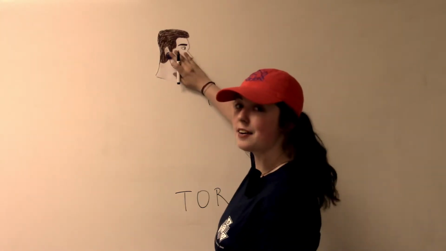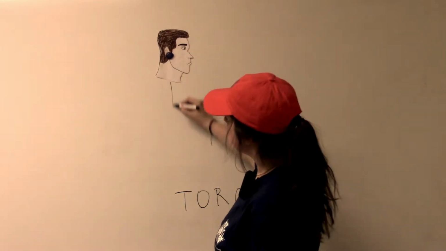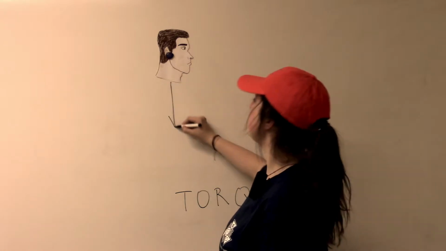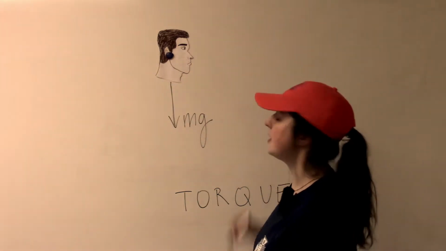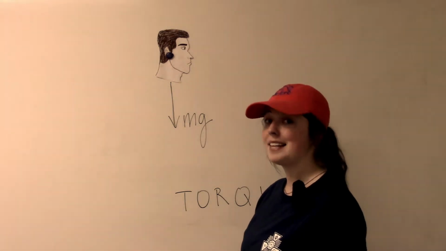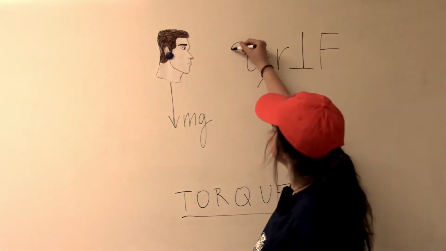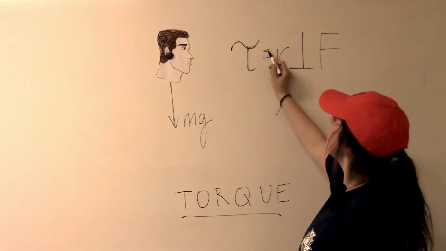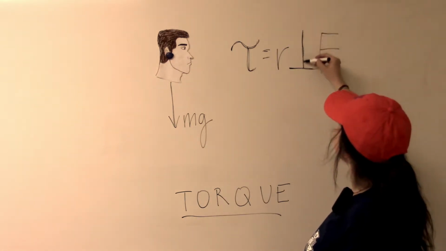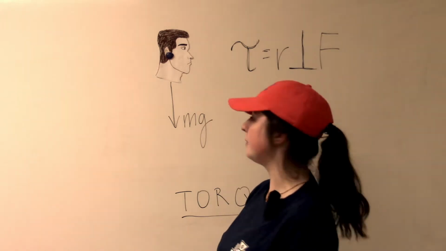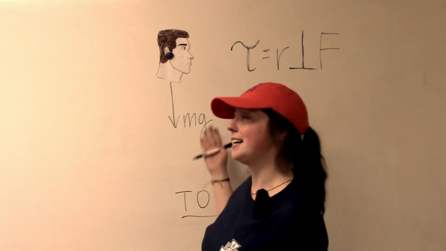So let's take a look at this guy right here. As we know, there's going to be gravity working down on him, and the magnitude of this force downwards is the gravity multiplied by the mass of his head. Its value is quantified by T equals R times the component of force parallel to the plane in which we're working.